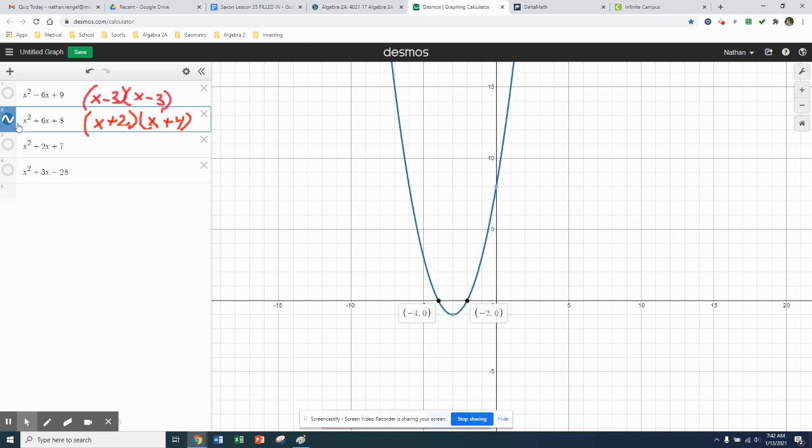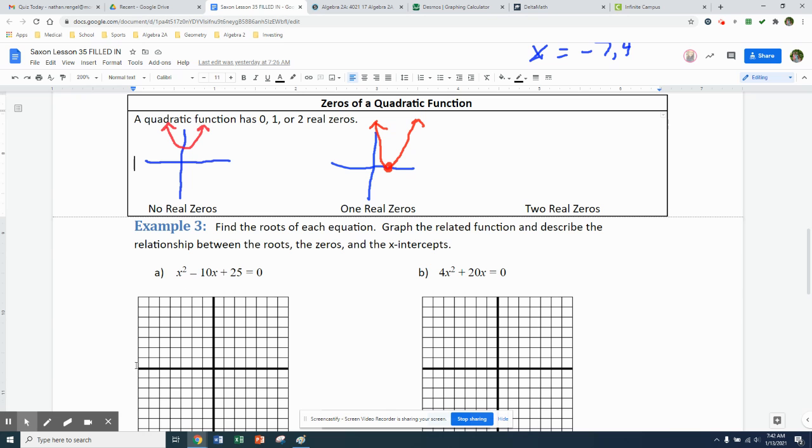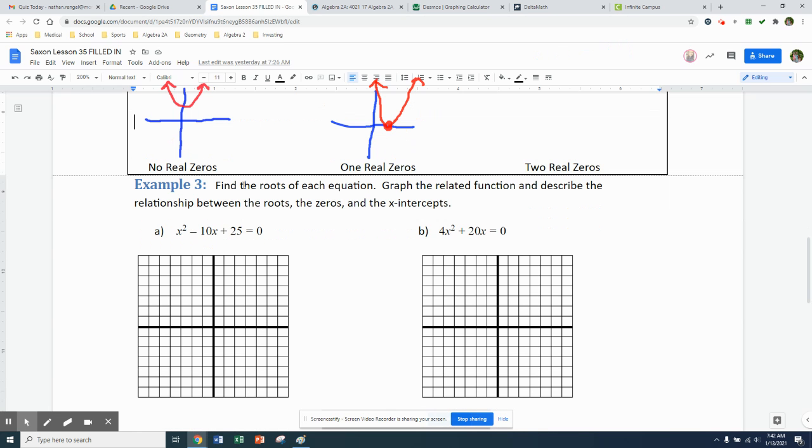So we'll practice 2 problems here from lesson 35. So we're going to find the roots of each equation, graph the related function, and describe the relationship between the roots, zeros, and x-intercepts. This we already know. Roots, intercepts, and zeros, those are all the same thing. They're all just representing the solution. So I'm not going to go through that on the notes. Those all 3 mean the same thing. They are synonyms.